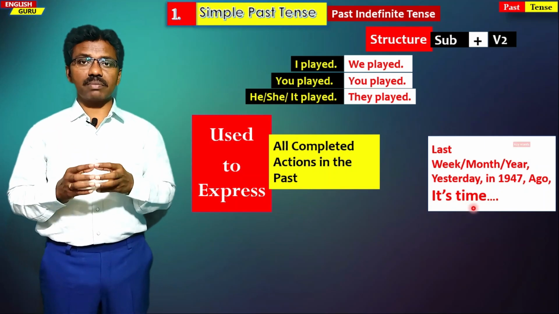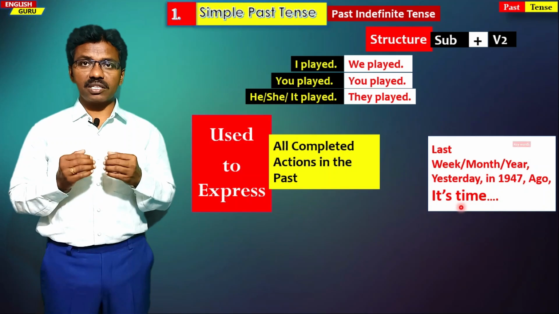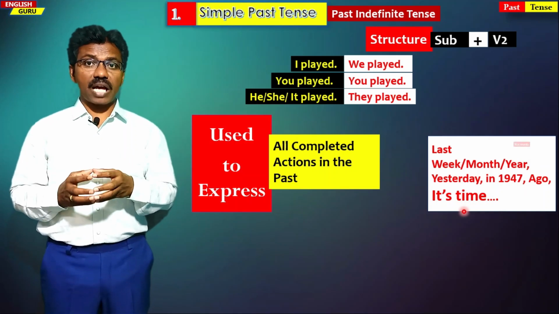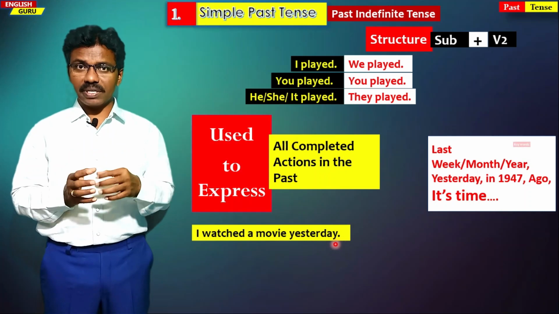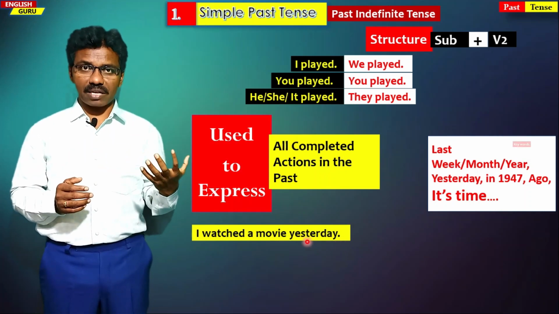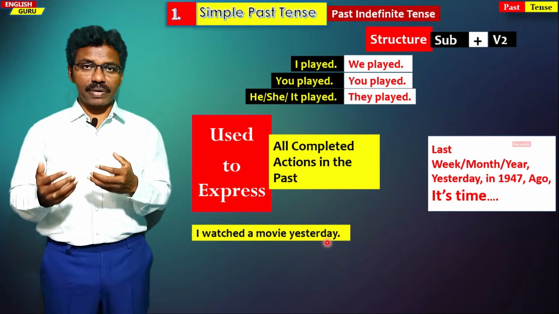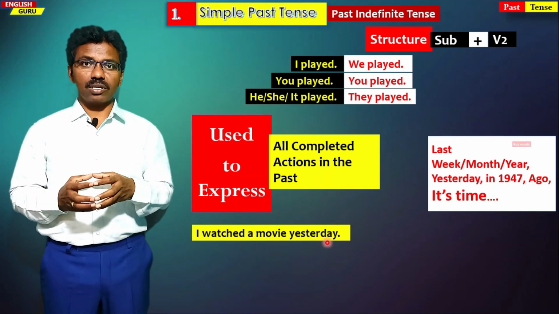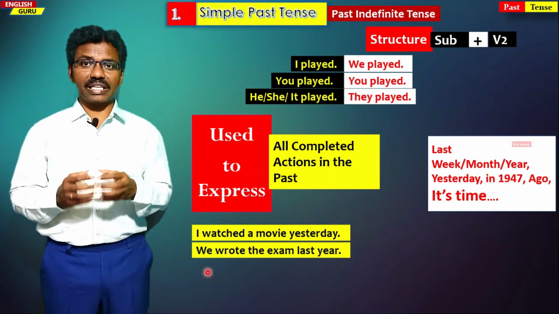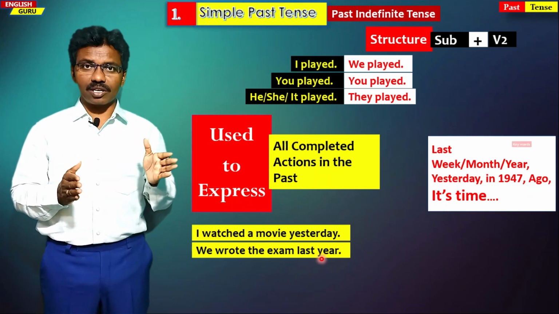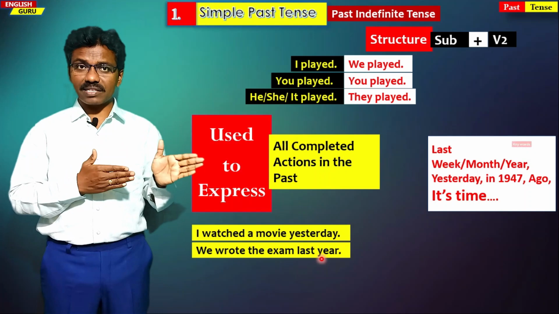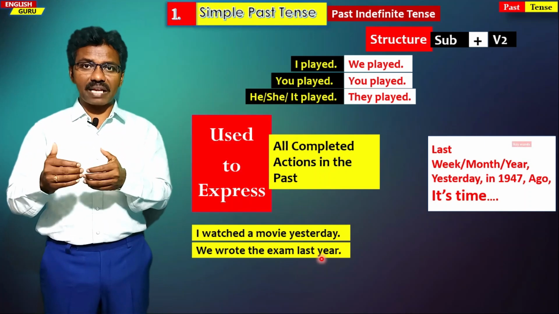Let us see some examples of simple past tense. The first one is, I watched a movie yesterday. So this action was completed yesterday. Yesterday is in the past. So yesterday is a keyword, right? So it's in simple past tense. And the next one is, we wrote the exam last year. So this exam was completed last year, not this year. So it was a past action. So it is in simple past tense.